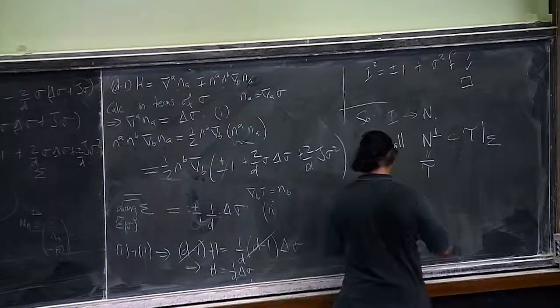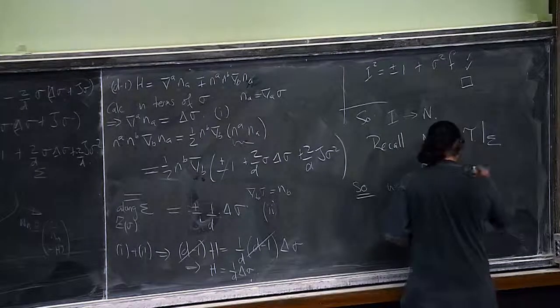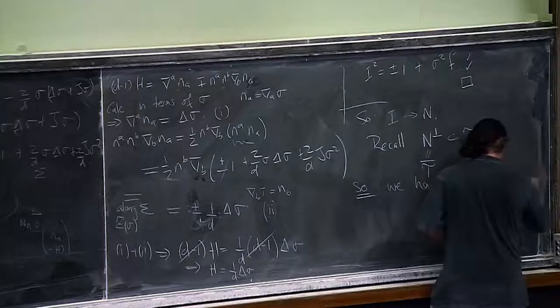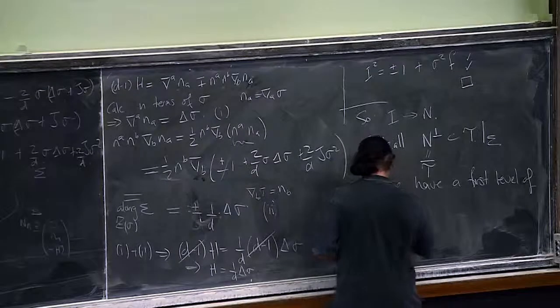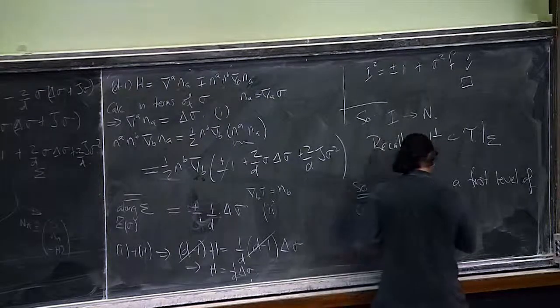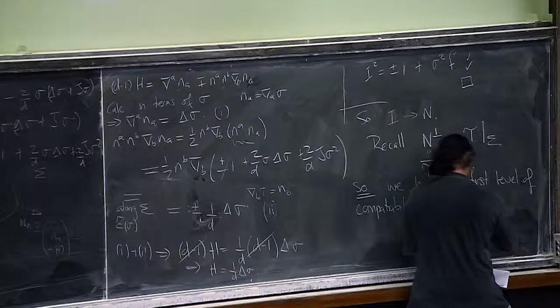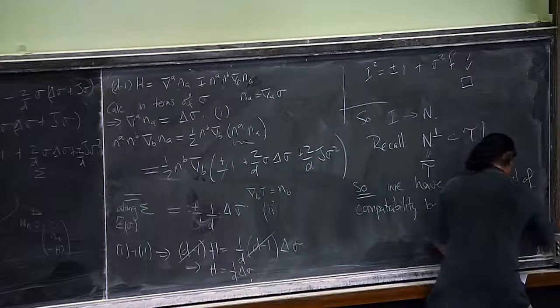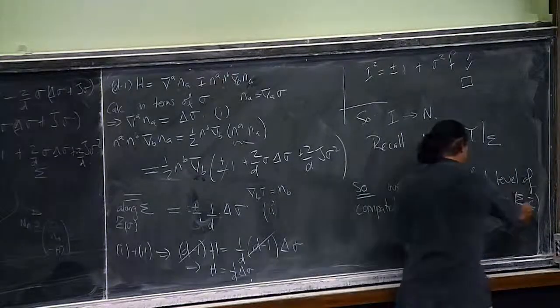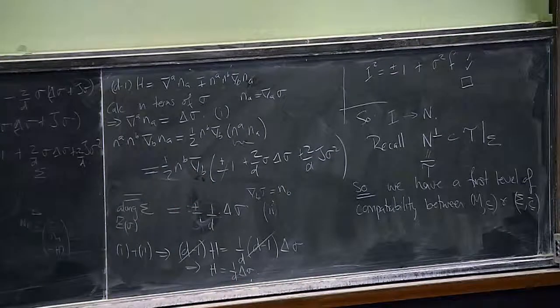So yeah, I would say a first level of compatibility between the conformal structures, so M_C and sigma_C. Well, a first level of compatibility beyond saying that this is the restriction of that conformal structure. A first next level, something like that. Okay.